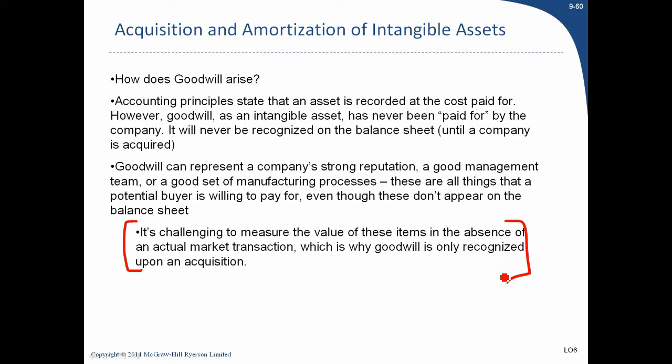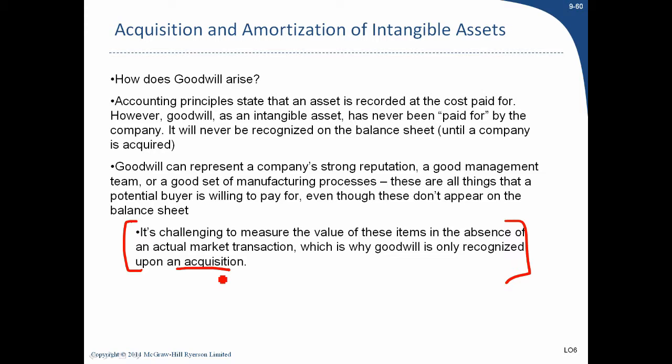Same way, you don't really know what your house is worth until someone is actually willing to pay you that, right? You might think your house is worth $2 million, but would you go out and max out all your credit cards because you know your house is worth 2 million? Well, maybe not. What if an offer comes in, it's only 1.8 million, right? So you don't really know until someone is willing to pay you cash for it. So that's why we have to wait until an acquisition to recognize goodwill, because it's really hard to measure these things or to account for them.